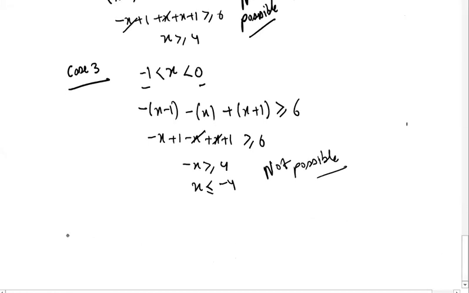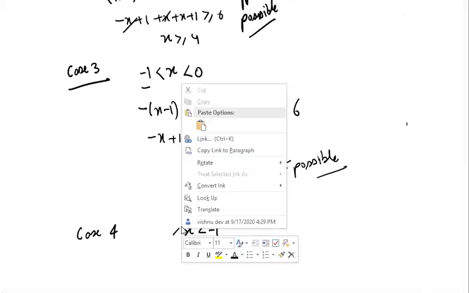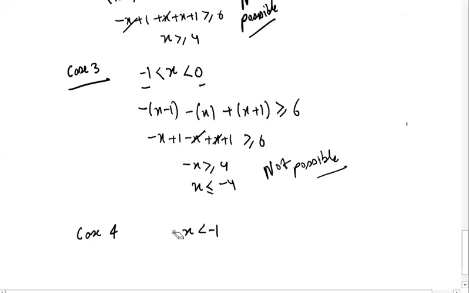Now last is case 4, which is x is less than -1. So if it is less than -1, everything should be negative. So we will get minus x minus 1 minus of x plus 1 is greater than or equal to 6. So we will get what? Minus 3x is greater than or equal to 6. So x less than -2. Okay? And here x less than -1 will satisfy this condition.